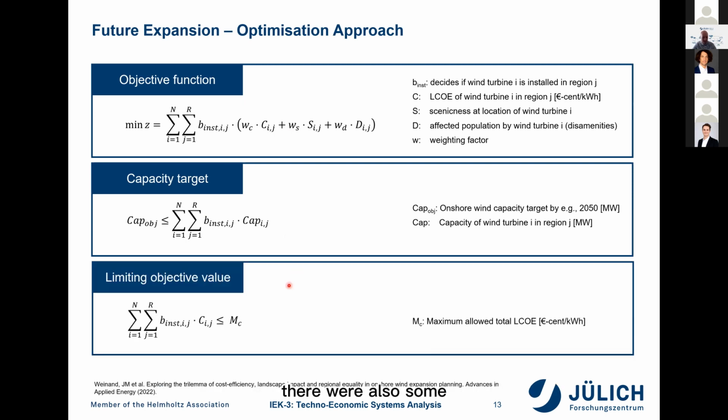Then there were also some equations introduced to limit objective values to be able to calculate Pareto curves. In this case, the costs of all turbines are restricted by a maximum allowed cost limit. And in this case, for example, we could minimize the scenicness of all turbines, but also restrict the costs by a certain limit, so that the costs aren't too high.